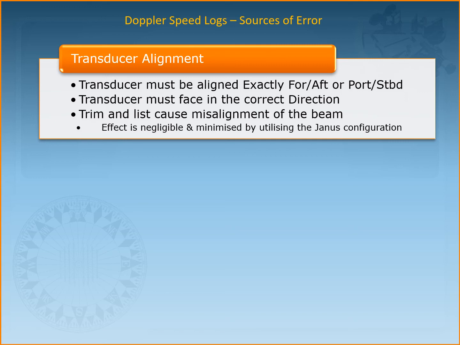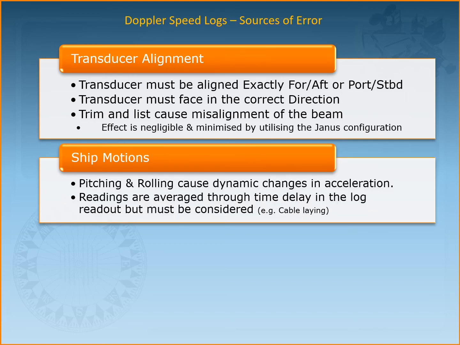Trim will also cause a misalignment of the beam in the vertical plane, but this error is generally small as the integrity monitoring done by using the Janus configuration kind of mitigates the effect. Then we have the ship's motion such as rolling, pitching, surging and heaving, which all contribute to instantaneous accelerations and therefore change in speeds which the log is measuring. This may then differ from the true forward speed of the ship.